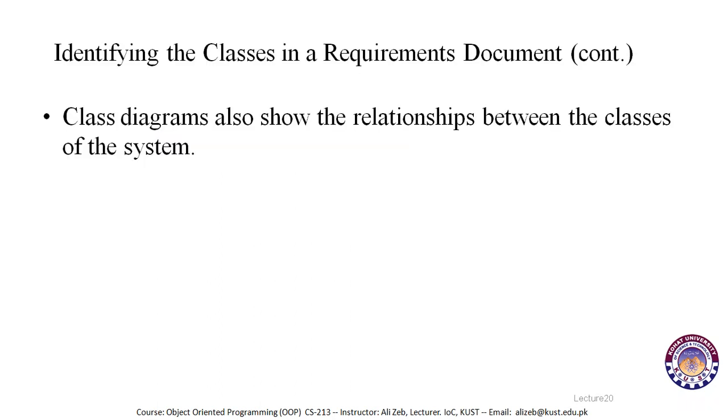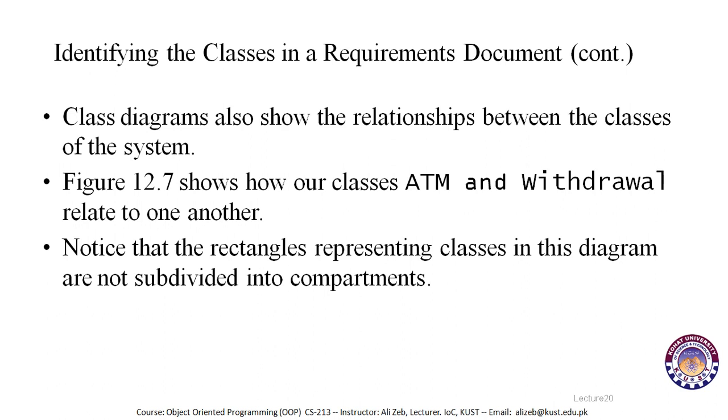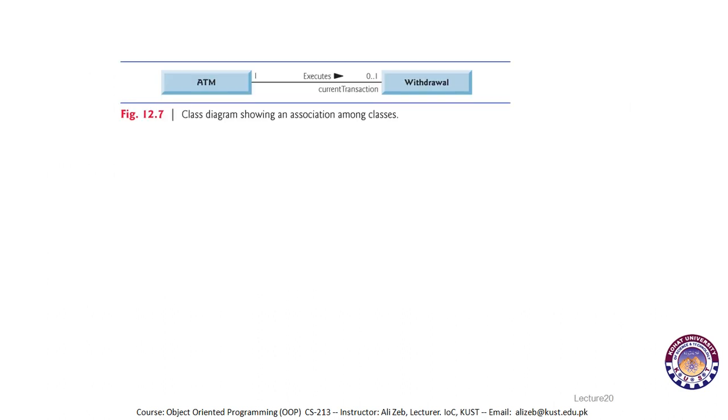Class diagrams also show the relationships between the classes of the system. For example, our next figure will show how our classes ATM and withdrawal relate to one another. Notice that the rectangles representing classes in this diagram are not subdivided into compartments. These are the simplified representation of our classes. In our UML class diagrams, we have our classes with the name of the class and also the name of the variables and the operations within that class. Now this shows a relationship between two classes. An ATM executes a transaction and that transaction is withdrawal. Current transaction is withdrawal.